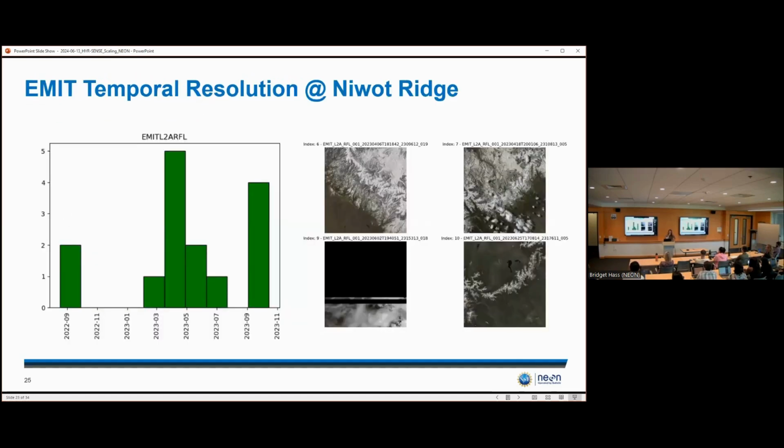And then EMIT hasn't been collecting data super long. I think it just started in 2022. But this is an example of the EMIT images over the Niwot Ridge site. There's about 15 since September 2022. Some of these are cloud covered or incomplete, so it may not be a complete data set, but we're getting more images than we are just with the NEON data. So the point there was just to show how you can fill in that temporal resolution.